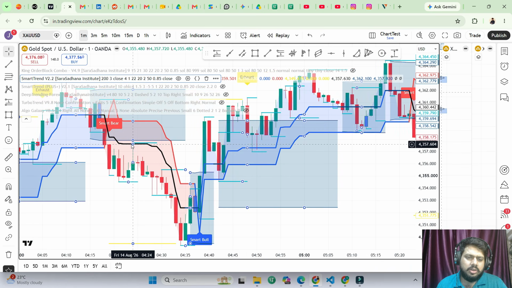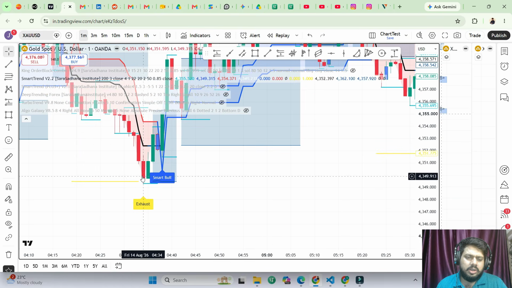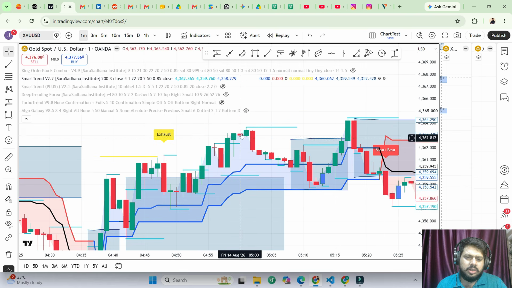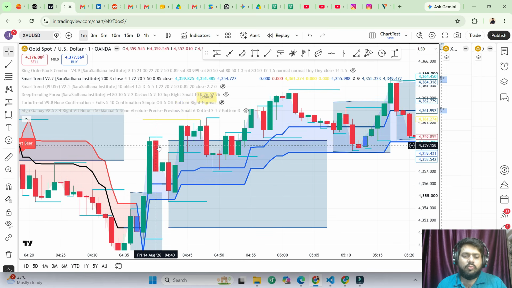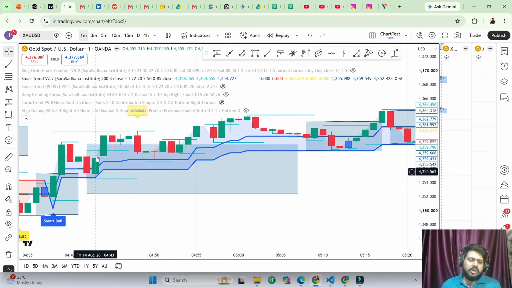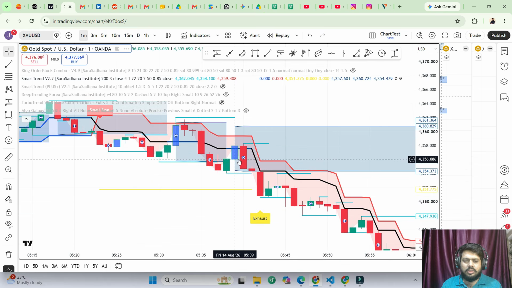You wait for the retracement. See here how nicely it retraced till this particular line, then started coming down till here. You can capture here also, like you can start here and here, like that. You have to wait for retracement. Whenever you add this smart trend, you have to wait for the retracement and recovery. When the market starts recovering, then you have to enter. That is the main concept.